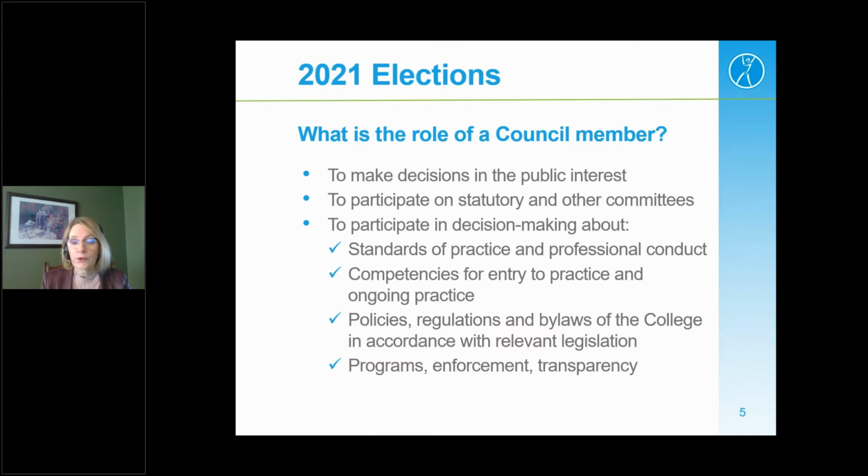We also have programs of the college that are in alignment with the legislation that help us with enforcement, and we also ensure that all the work we do is completely transparent. College council meetings are open to the public, and the deliberations and the decisions that are made are scrutinized and, of course, accountable to the public and the Ministry of Health.